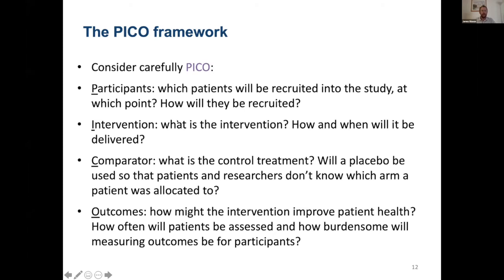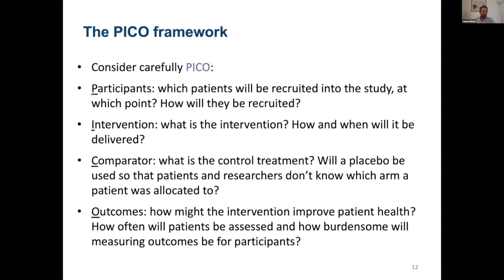The intervention is the I, and this is basically what is the intervention and how will it be delivered in practice. So that might be, if we're looking at a drug, what's the dosage and how is it administered? If we're looking at surgery, then what does the surgery involve and how are we going to train surgeons to do it if they're not familiar with it already?